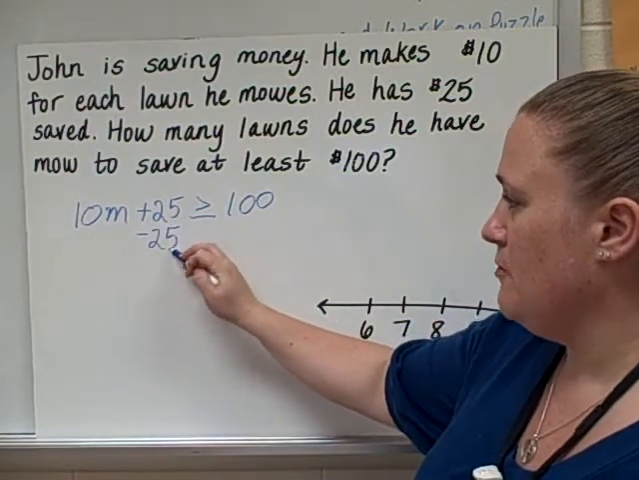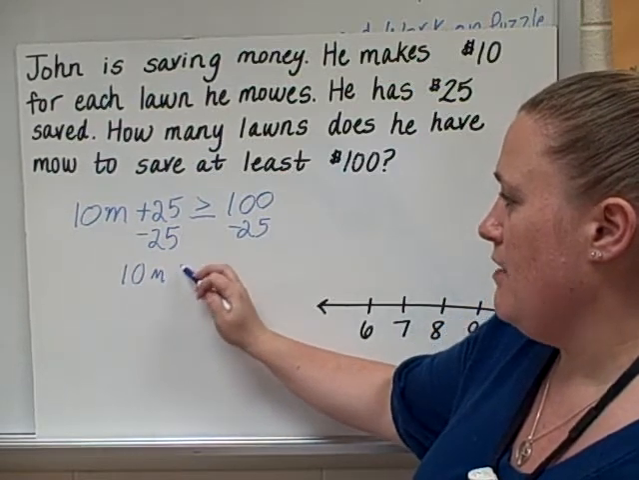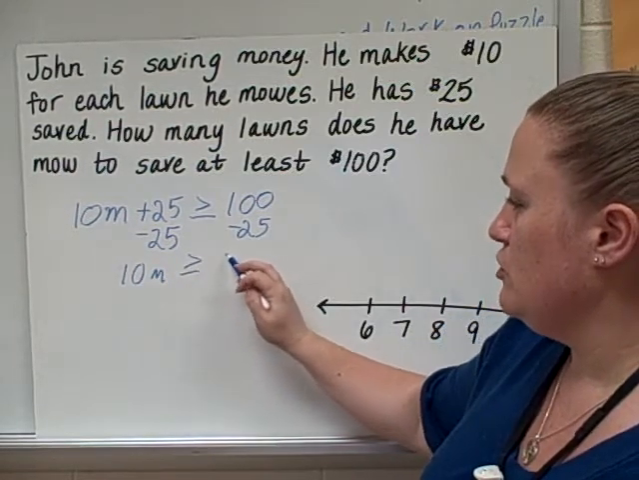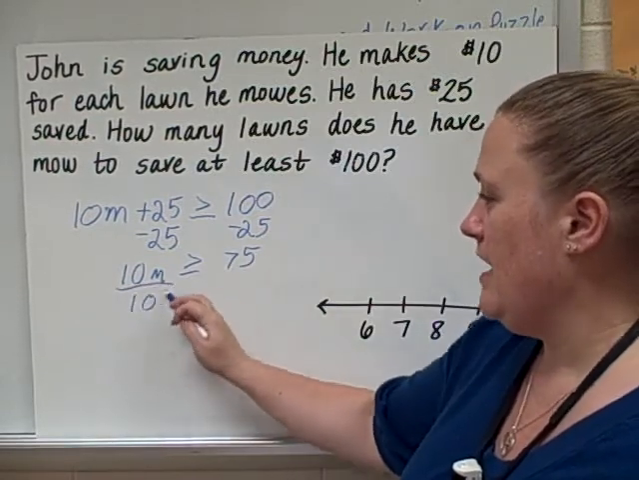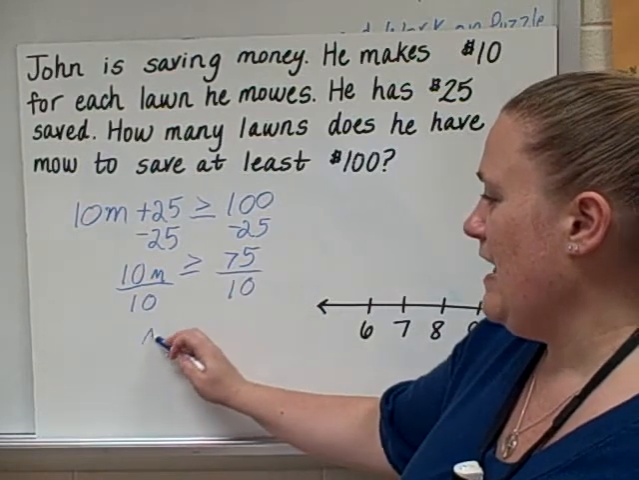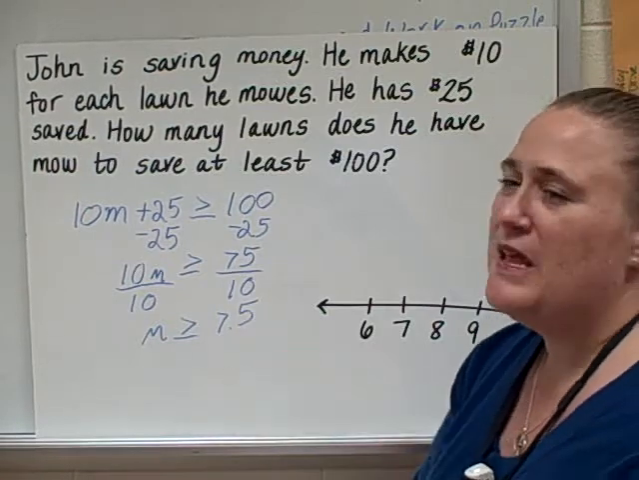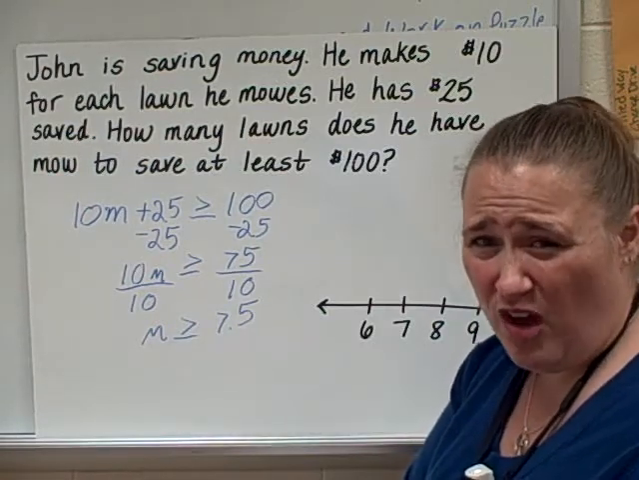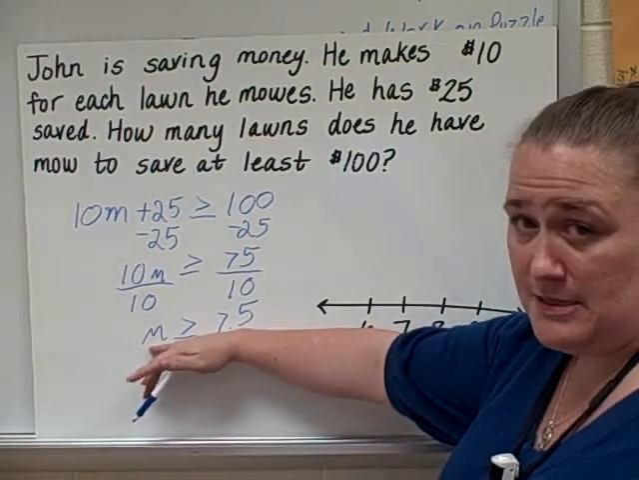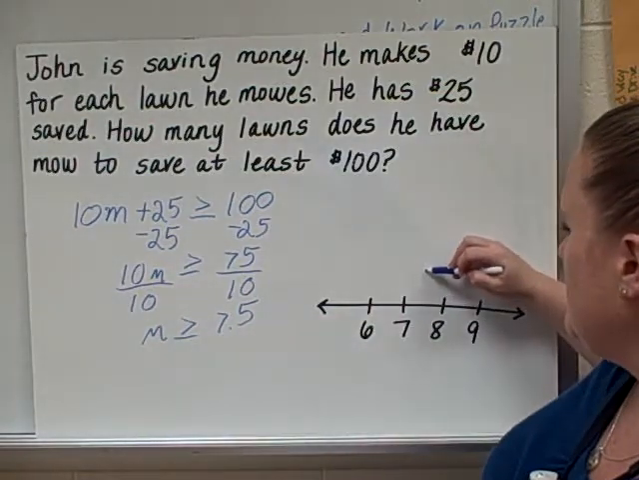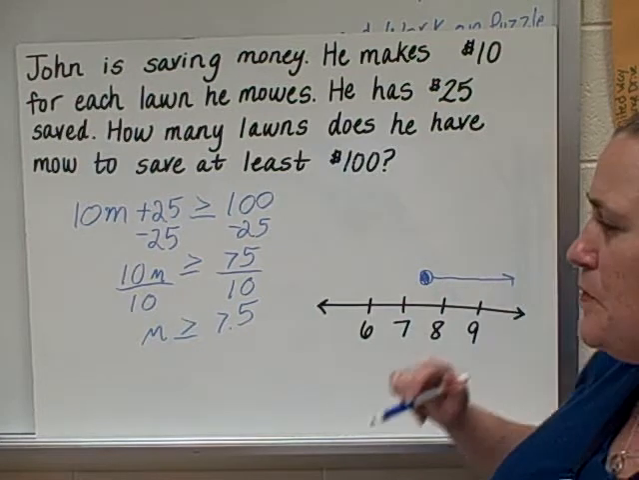Subtract 25 from both sides, and I get 10m is greater than or equal to 75. Now I would divide by 10, and I get m is greater than or equal to 7.5. Now, can we really mow half of a lawn? No, we can't. Now, if we were graphing just this, okay, we would put this at 7.5, color it in, and draw it this way.